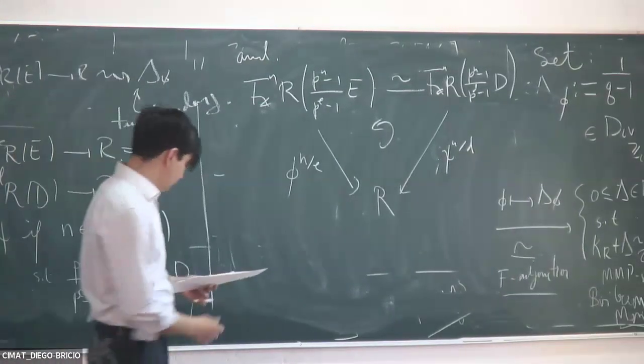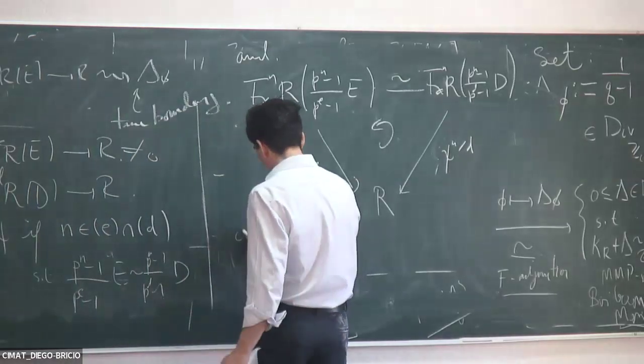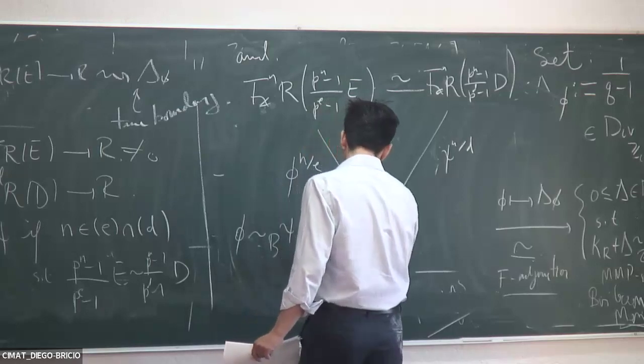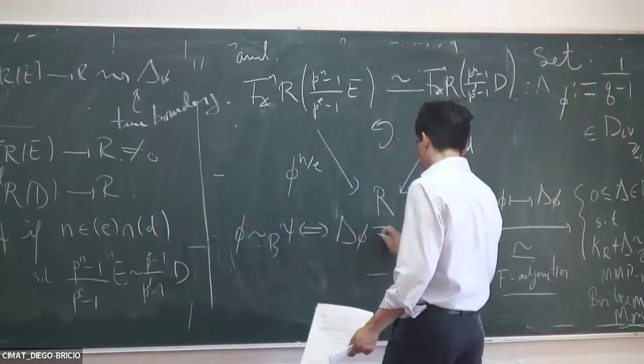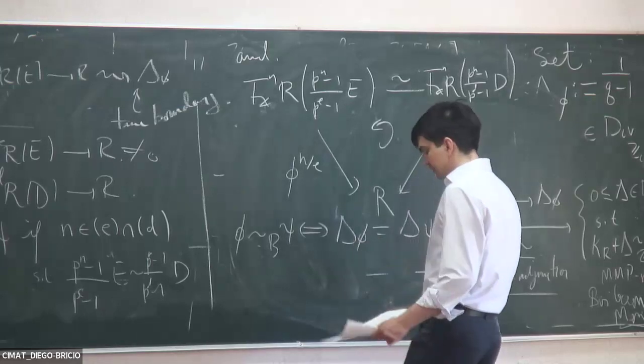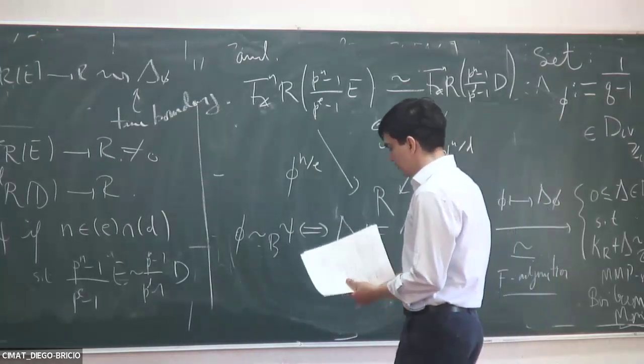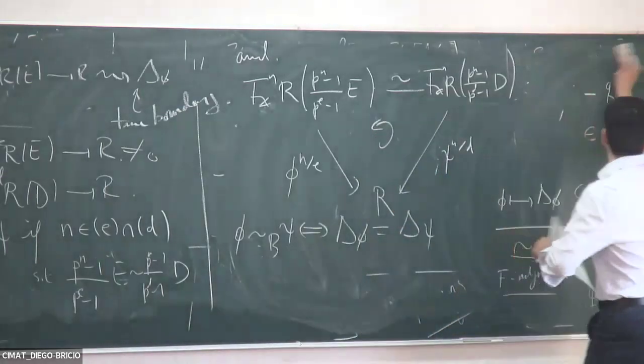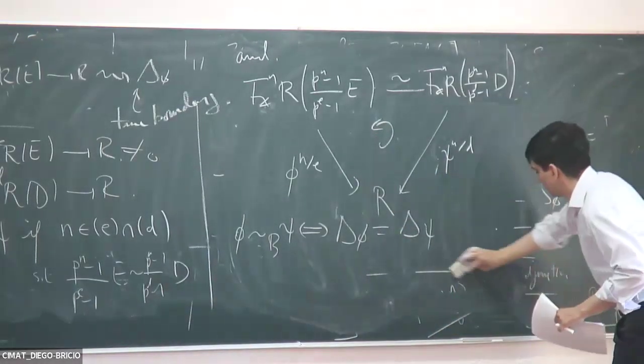Okay, and so the point is that phi is boundary equivalent to psi if and only if they define the same boundary. That's why it's called that. If they define the same tame boundary. And so to finish, let's write down the second part of the Schwede correspondence over here.